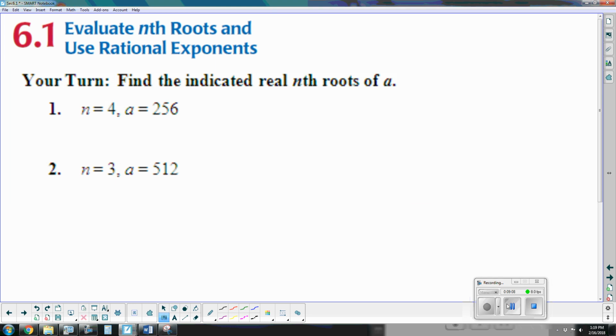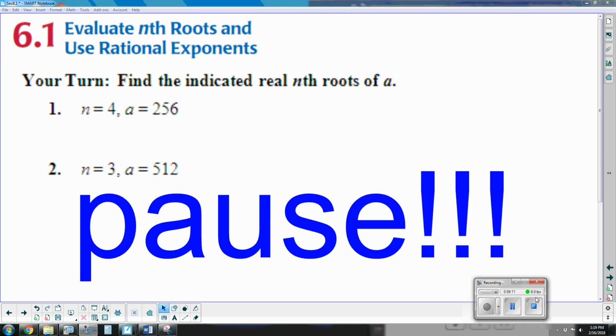Try these next 2 examples on your own. You can pause the video while you work, and then when you're finished, you can unpause for the solution.